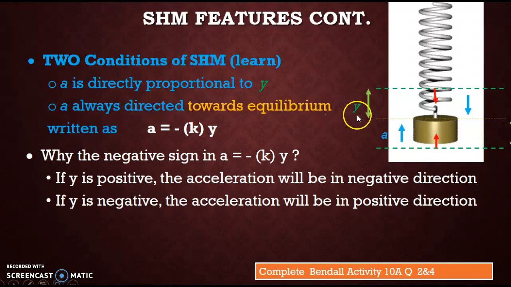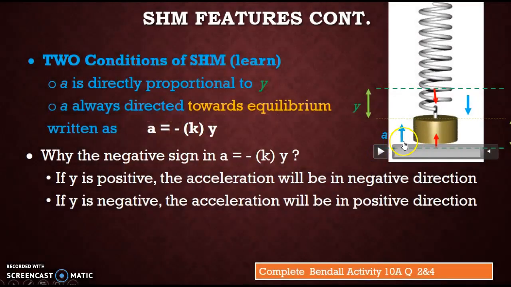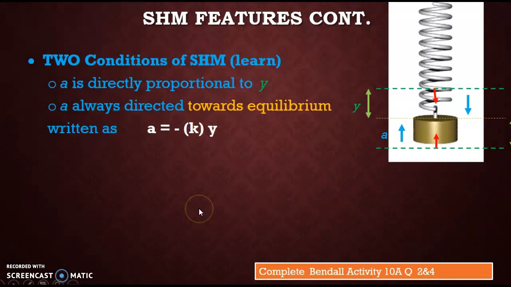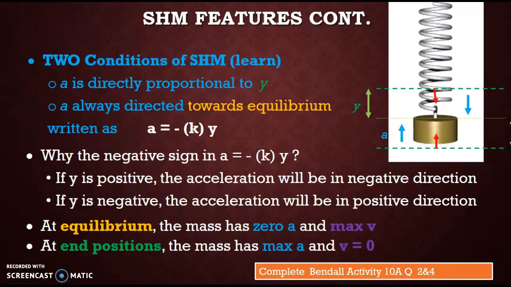Well, if y is in a positive position, so let's say equilibrium was 0, and anything above it is positive, then the acceleration is going to be in the negative direction. However, if y is negative, the acceleration will be in a positive direction. So when the mass passes through the equilibrium position, it has 0 acceleration and a maximum velocity. And at the end positions, where the lines are green, so that's here and here, the mass has a maximum acceleration, and the velocity at those points is momentarily 0.